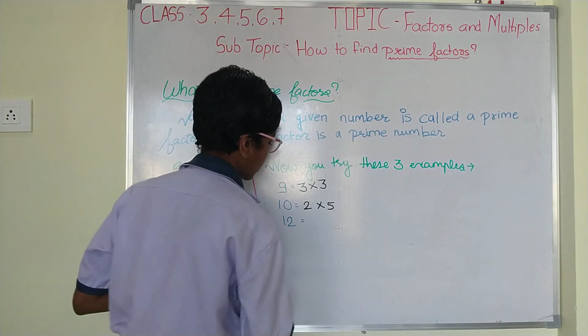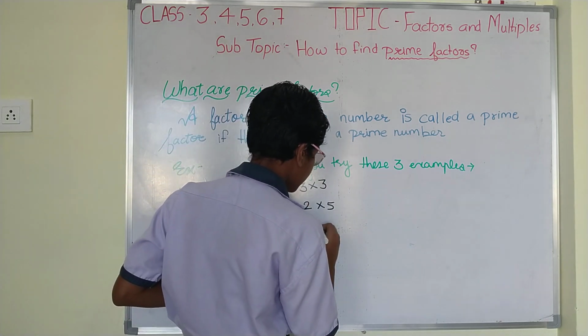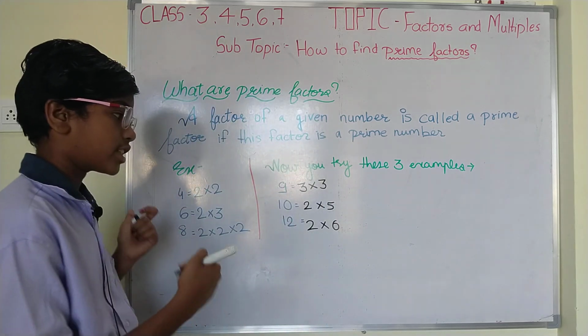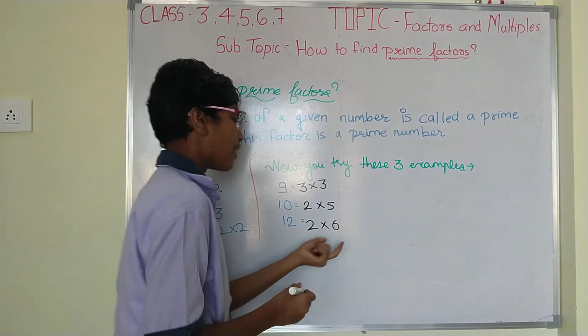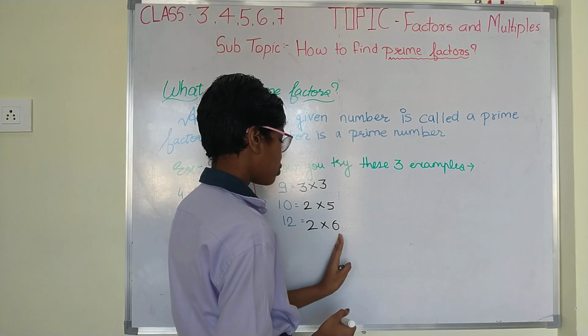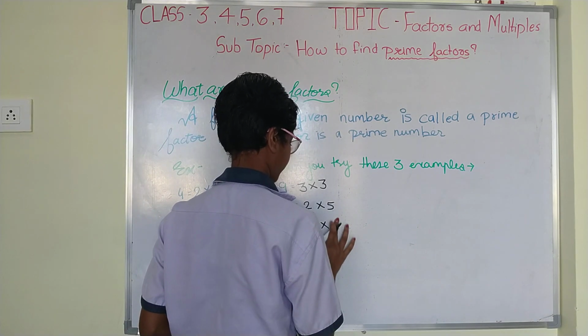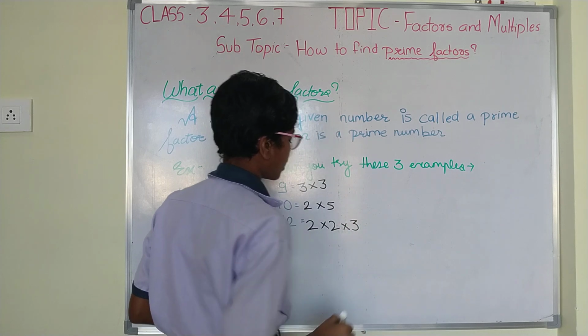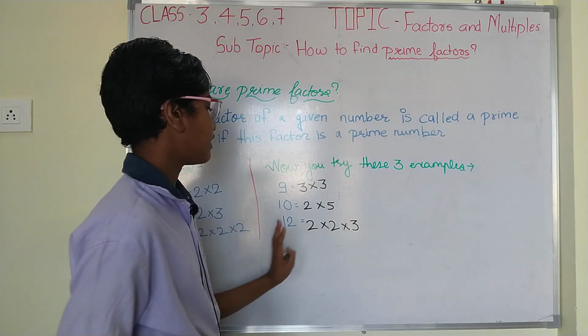12. Now 2 into 6. But 6 is not a prime number, so I'll factorize this 6. I know 2 into 3. So 2 into 2 into 3 I'll write. So 2 fours are 4, 4 threes are 12.